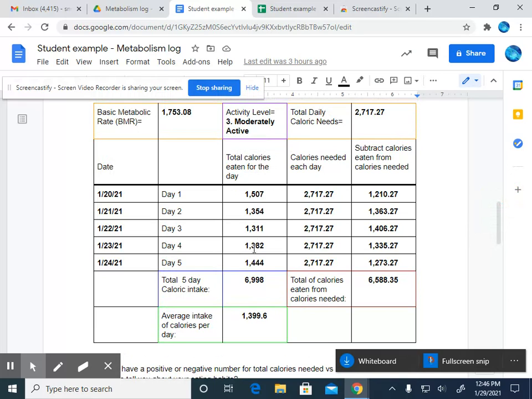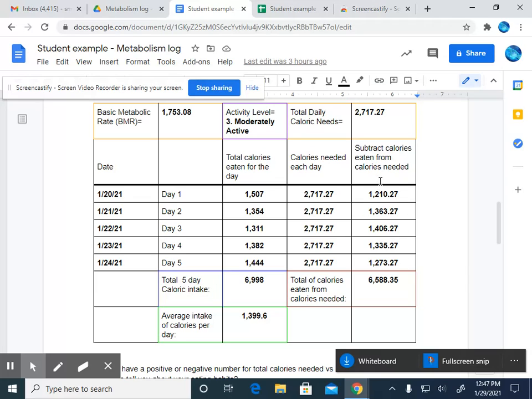So these are the calories each day. These are the total calories needed. That doesn't change. That stays the same. And then this is the subtracted. So if I needed this much, but I only got this much, I have a deficit, right? So I have 1,200 calories less than what I needed in a given day, and 1,300. And this is a lot of calories.